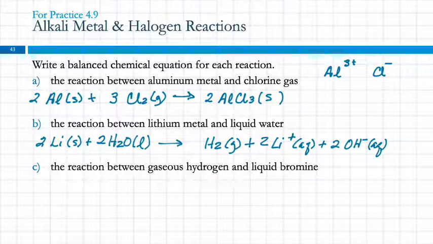I got lithium with 2 waters and 2 hydroxides, but not balanced out. Well, you have to have the hydrogen gas in there. Yeah, so here I've got 2 hydrogens and 2 hydrogens and 4 hydrogens. But if you had 4 hydroxides, you're going to have too many oxygens.